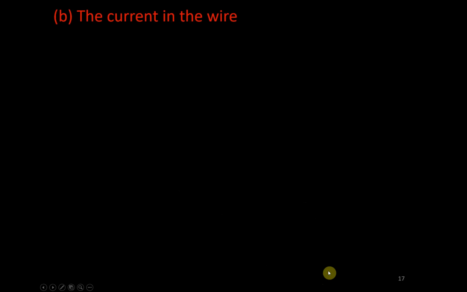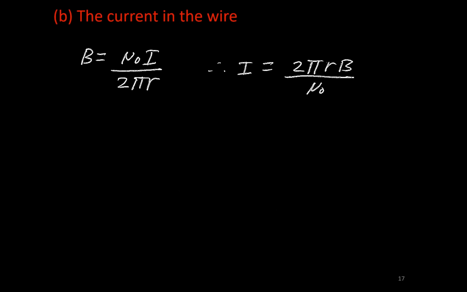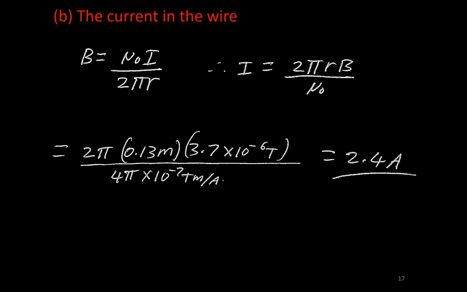The current in the wire now: we found B through F, and B is mu 0 I over 2 pi r, so I will be 2 pi r B over mu 0. Substitute our values in, and this will give us 2.4 amps. So don't forget the definitions that we've used prior. In conjunction with Ampere's law, we can find B, we can find F, we can find V.